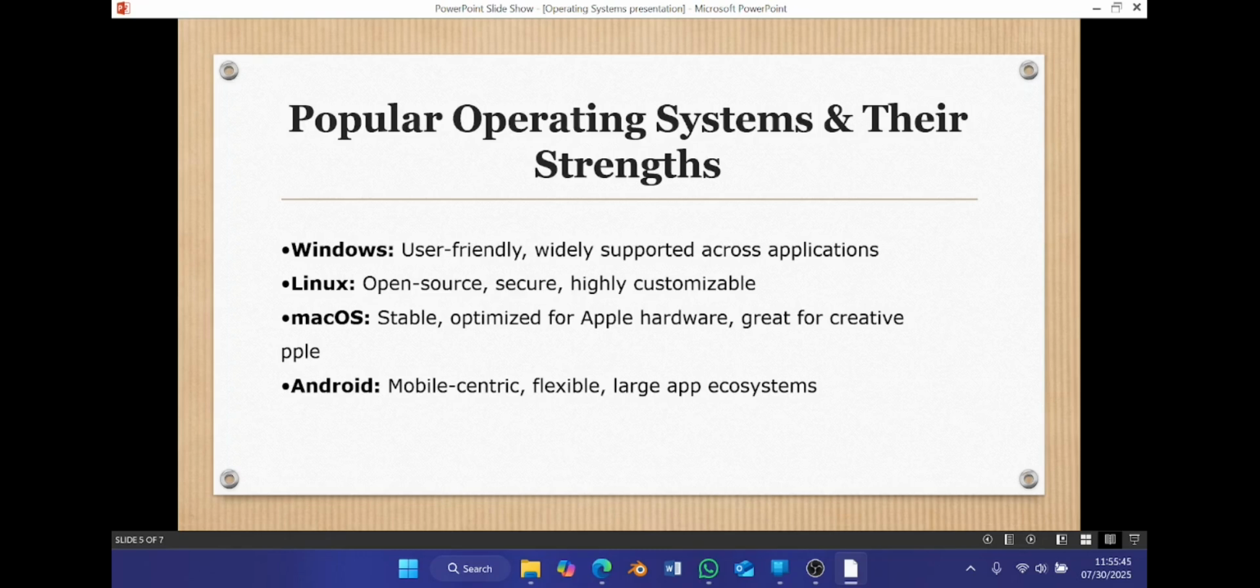Then we have the Android operating system. This is the kind of operating system used on mobile devices such as smartphones. It is mobile centric, flexible, and has large app ecosystems.